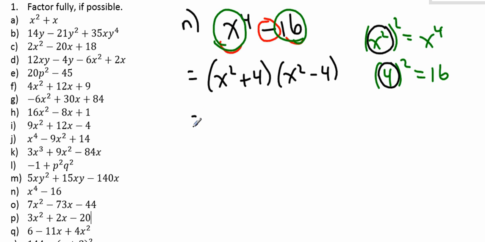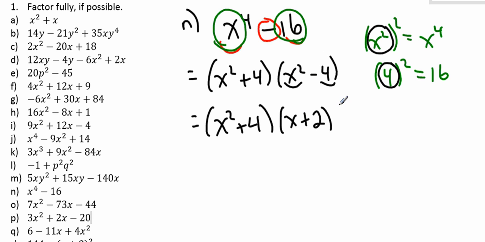Found them. Okay. So there's no such thing as the sum of squares. So x squared plus 4 does not factor. But this and this are perfect squares subtracted. So it would factor like this.